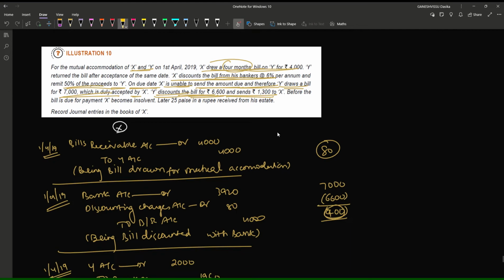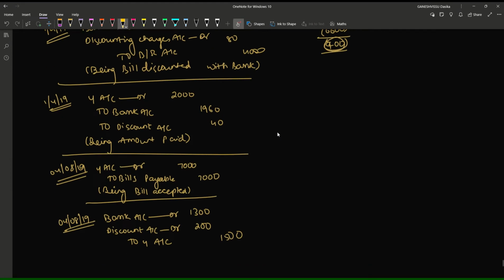See, now remember the concept actually. What is this accommodation? And we have read the example which has been given by ICAI directly. Okay, first bill amount is for 4,000, right? Second bill amount is for 7,000 rupees. Out of this 4,000, what is the share of X and what is the share of Y? 2,000 is the share of X and 2,000 is the share of Y. That means 1:1 ratio is there.